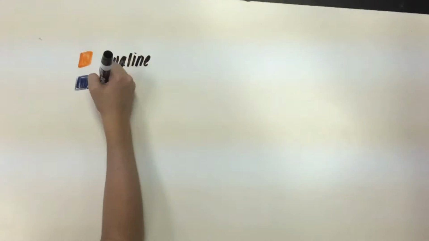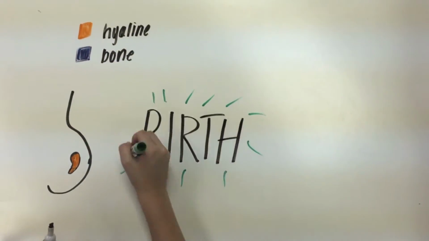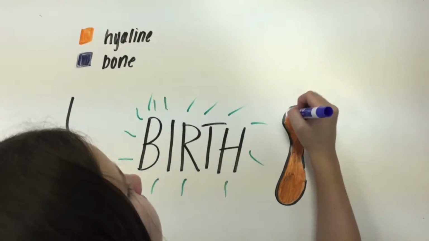In the fetus, the skeletal system develops first as hyaline cartilage. Bone growth, or ossification, begins at centers of ossification. These lead to fully formed bone.